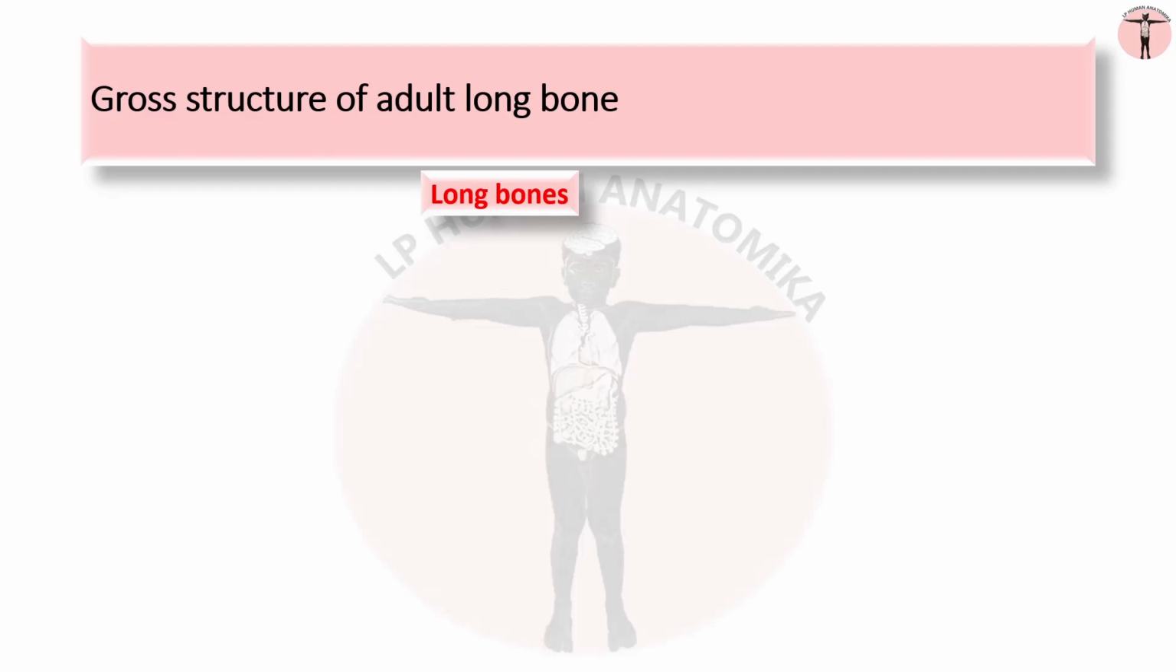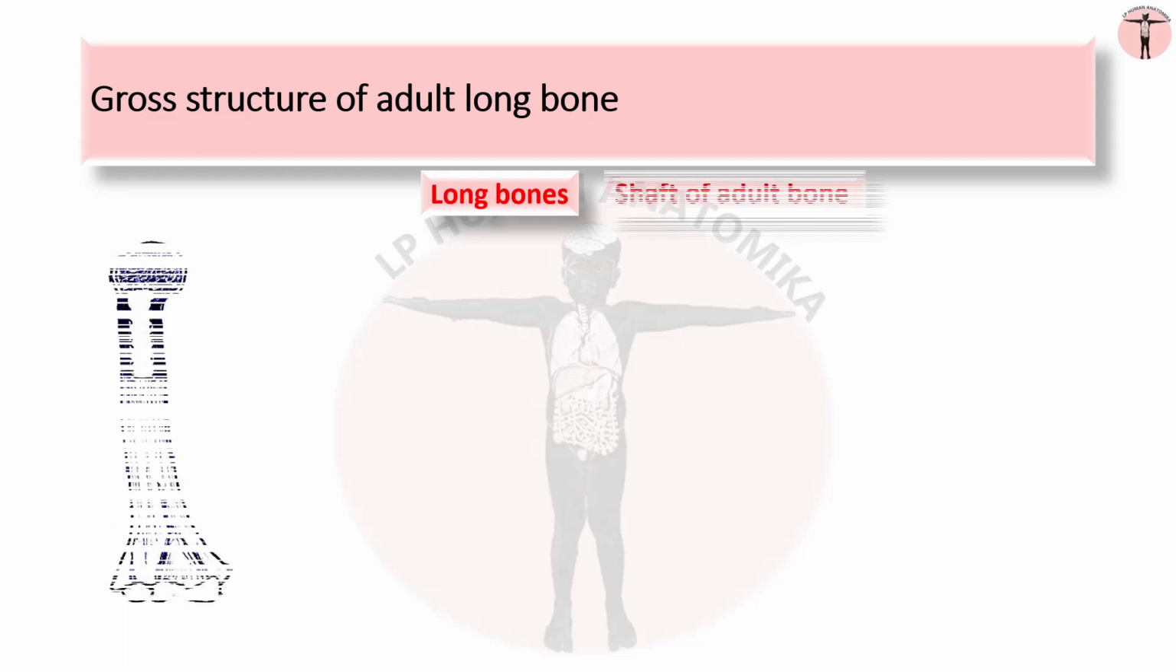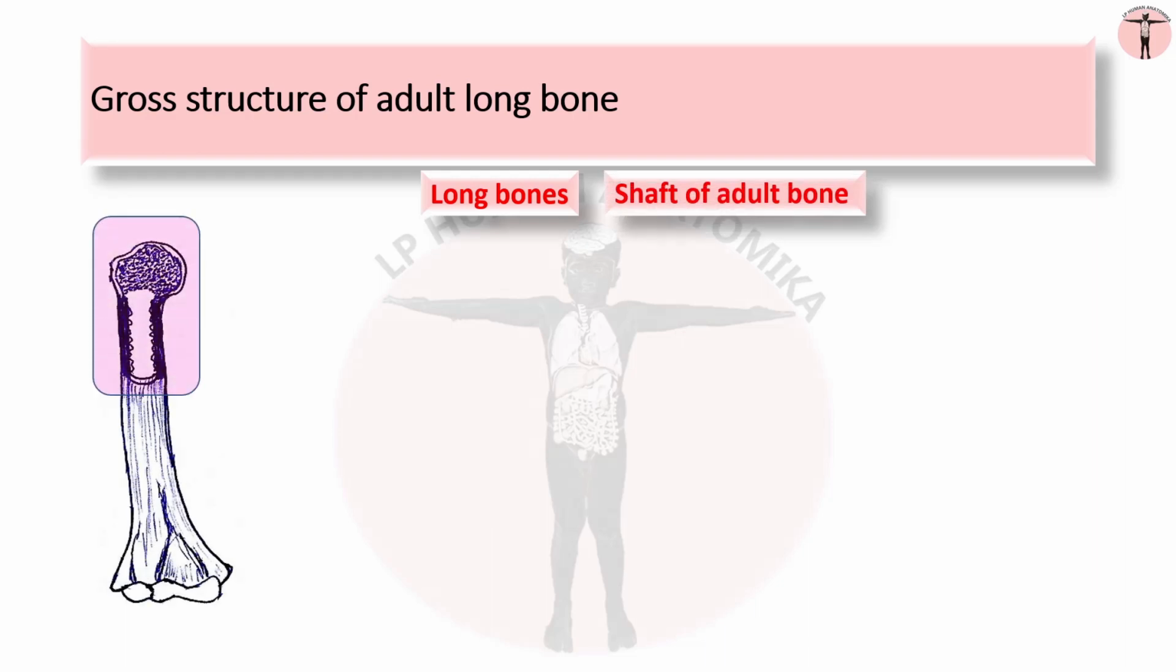Naked eye examination of the longitudinal and transverse sections of a long bone shows the following features. Let us look at the shaft. A part of the bone is removed to show the inner features of bone. From outside inwards, it is composed of periosteum, cortex, and medullary cavity.